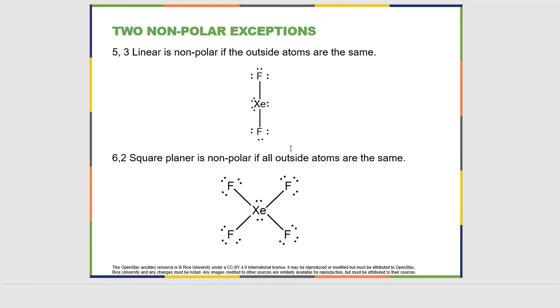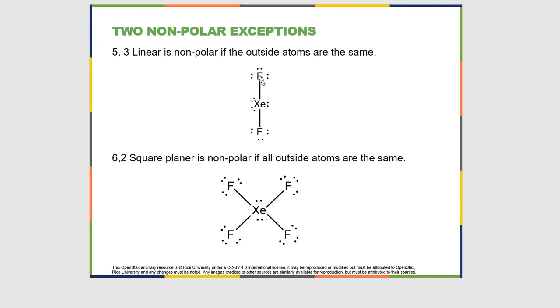so this is overall nonpolar. In this case, we have another xenon compound, XeF4. Again, not all the domains are the same. We have four fluorine domains and two lone pair domains. This is so-called 6-2 square planar. Six, because it has six domains, the two lone pairs and the four fluorines. Two, because it has two lone pairs. In this case, this fluorine and this fluorine cancel each other out, this fluorine and this fluorine cancel each other out, and this is overall nonpolar. So 5-3 linear and 6-2 square planar are nonpolar if all the outside atoms are the same.